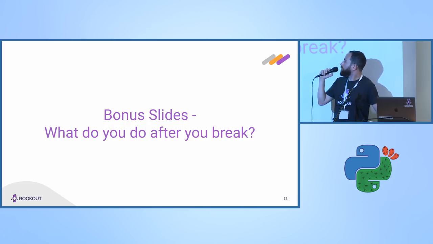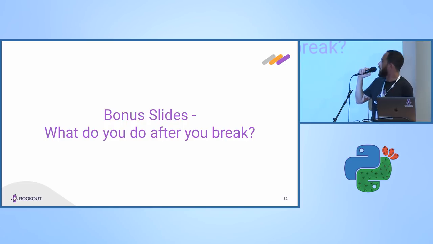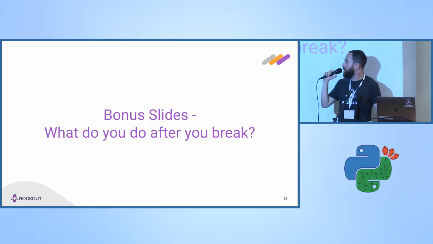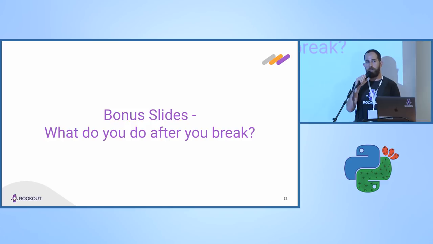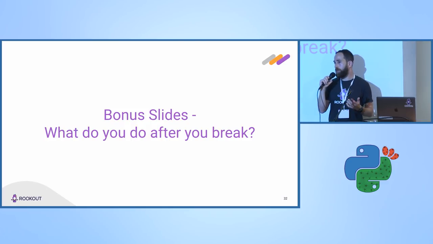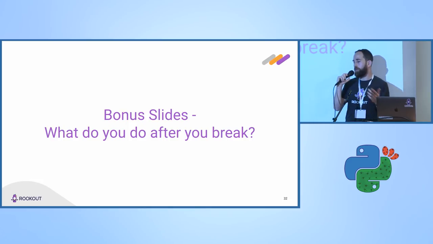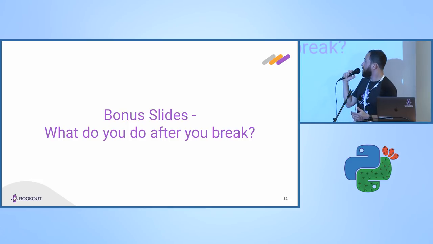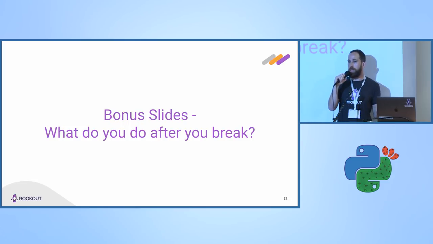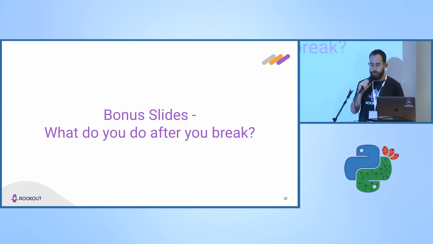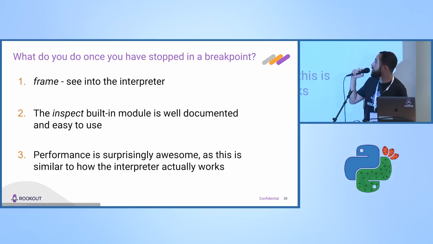Now, just for the last topic, I want to share with you some extra info about what you do after you break. So far, we've been discussing a lot about how you know where to break, how you find the line, how you make the interpreter call you. But once you break, you need to take a look at the interpreter state, the application state, and collect the data you care about. How do you go about that?